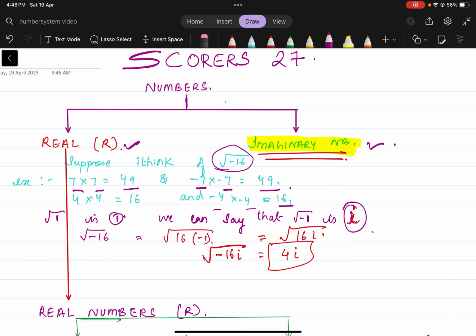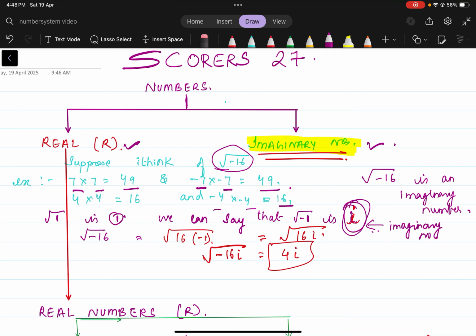So, you can consider that the root of minus 16 is an imaginary number. It exists in our imaginations. Root 1 is 1, and we can also write that root of minus 1 is i. The i is always written in italics, which shows that it is an imaginary number.